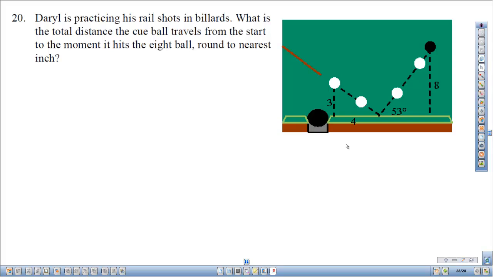All right, number 20. It says Daryl is practicing his rail shots in billiards, or sometimes people call that pool. So he's going to hit the ball, have it bounce off the side of the pool table, and hopefully head over to one of the pockets and make the shot. And the question is, what is the total distance the cue ball travels from the start to the moment it hits the 8 ball? And I guess I need to fill in that this is the 8 ball right here.